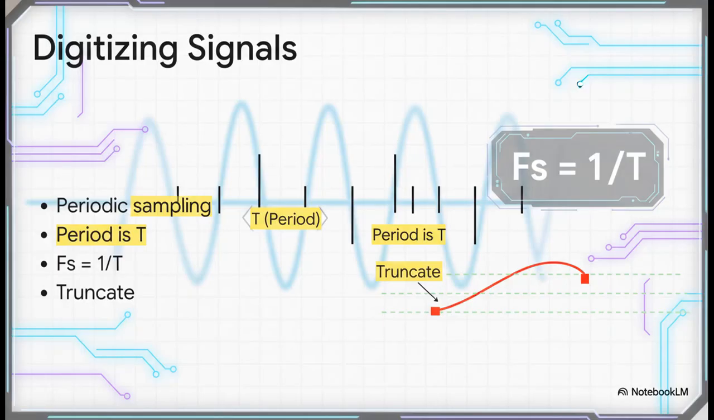So how do we actually get those isolated stems from a smooth curve? Well, we use something called periodic sampling. We take a snapshot of the analog signal at a specific sampling period, which we denote as T. The sampling frequency, or fs, is simply 1 divided by T, giving us the number of samples taken per second. But there's one more crucial step to make it truly digital. Those sampled values have to be truncated or quantized to a finite precision. It's kind of like rounding off a really long decimal, simply because our digital systems only have so much memory to work with.